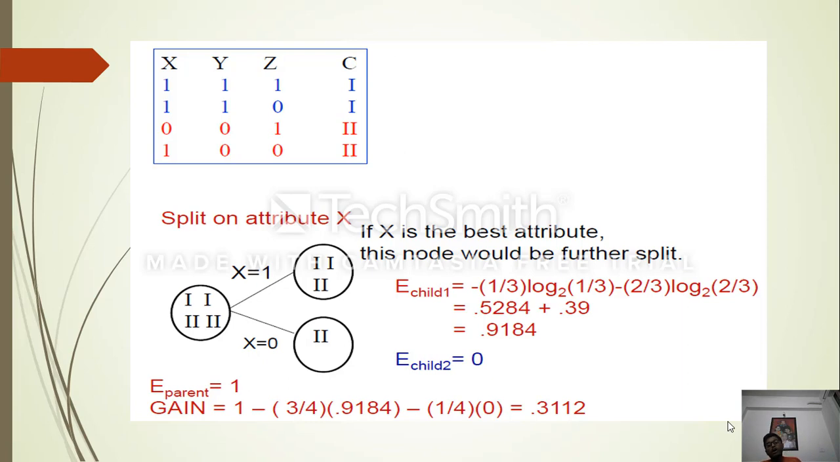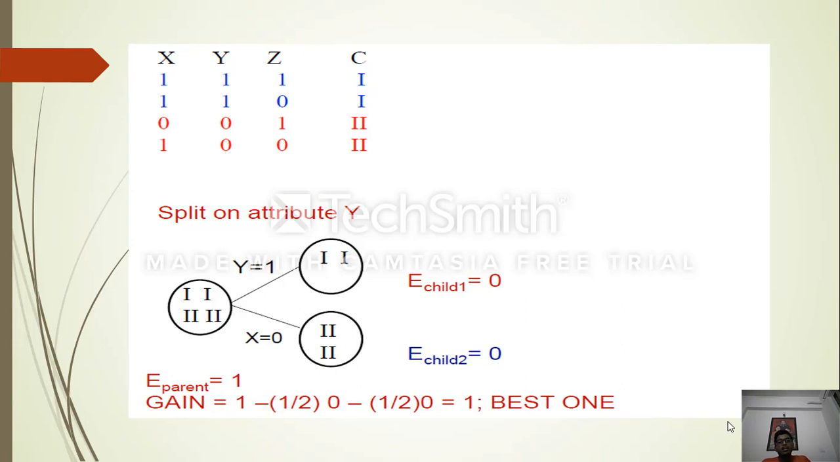0.3112 is less than 0.5. That means you can gain some information from it, but not to that extent, not efficient information gain. Some gain is possible from splitting on the basis of attribute x. Now we have calculated for x. Now let us calculate for y.